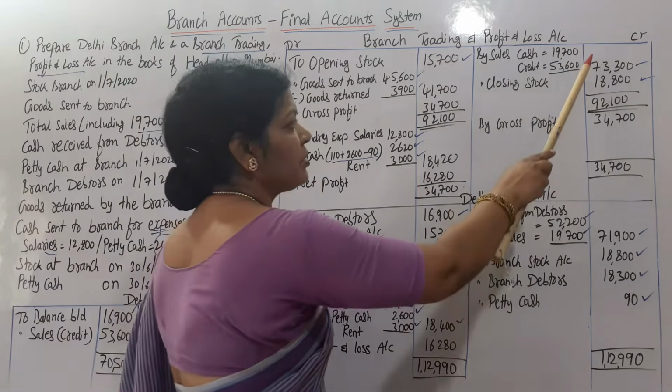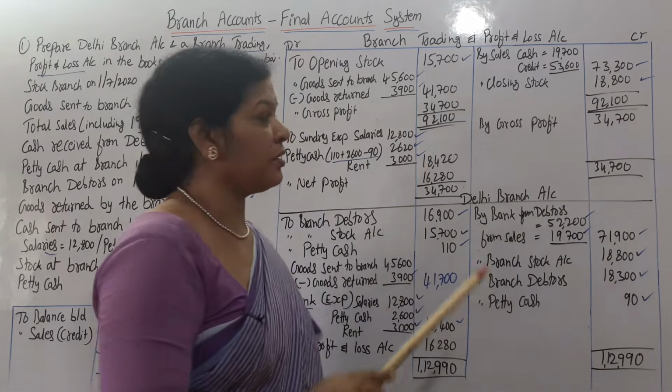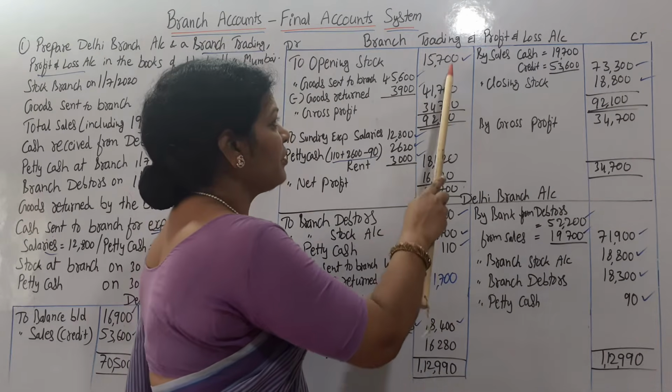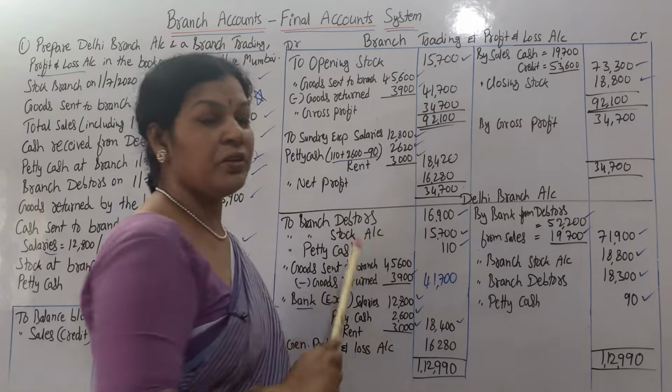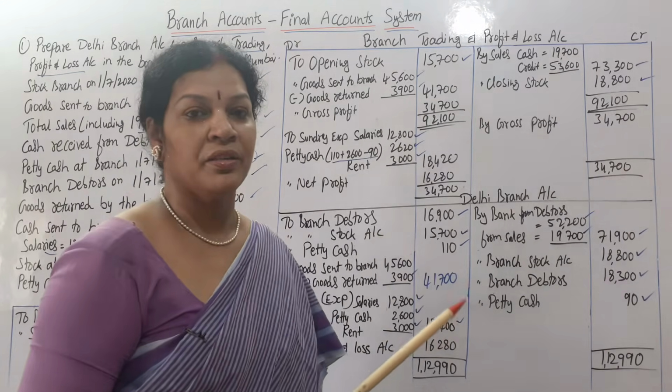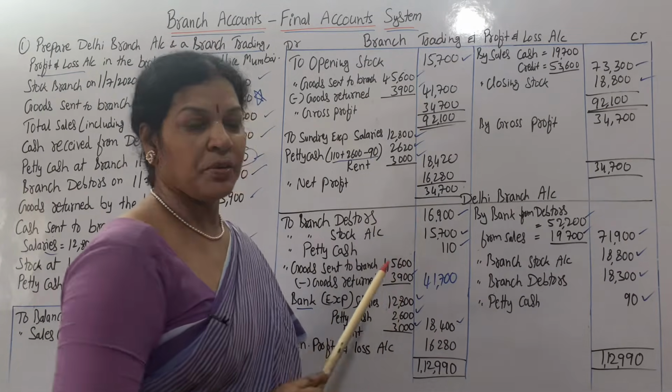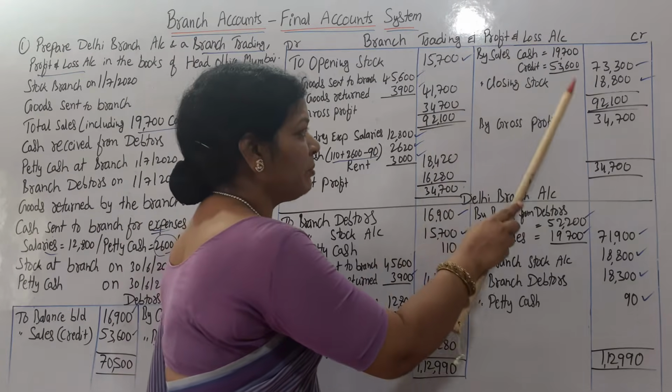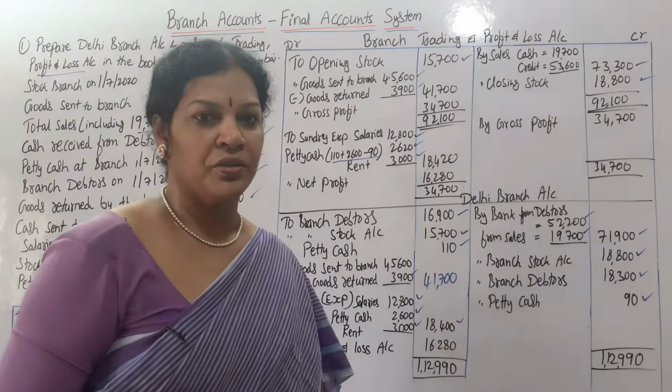To close this, total is 92,100. 92,100 minus these two, you are getting a gross profit of 34,700. 34,700 gross profit is transferred from debit to credit, you know it, okay?